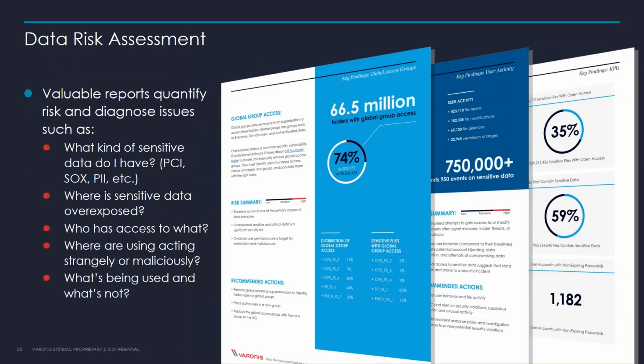So part of the way that we would do that is by running these data risk assessments. This is a report into your information. We would come in, deploy our platform, and look at where your sensitive information is. We'd run our classification rules against it. We would see who has access to it and where that potentially is overexposed. We'd start to tell you who's got access to what, whether any of your users are acting strangely or maliciously, and also where your stale data is.